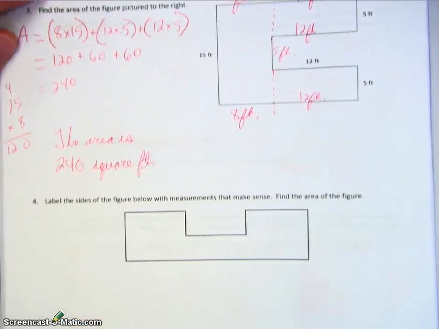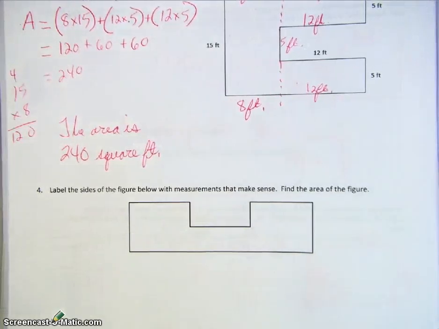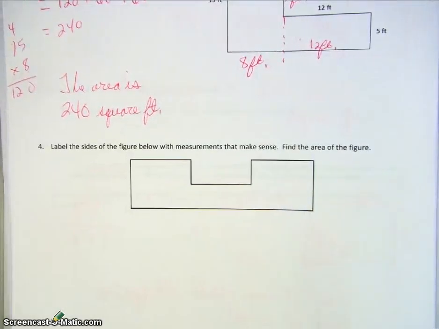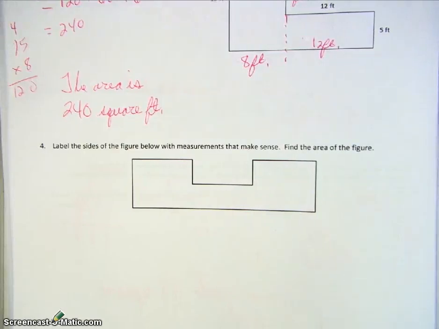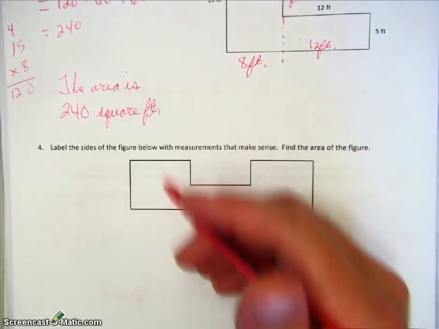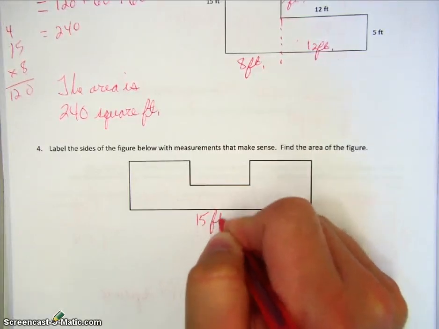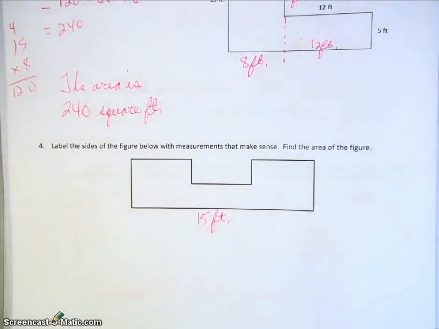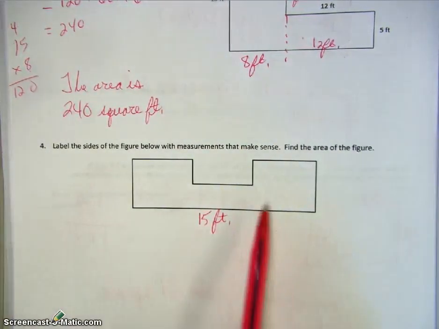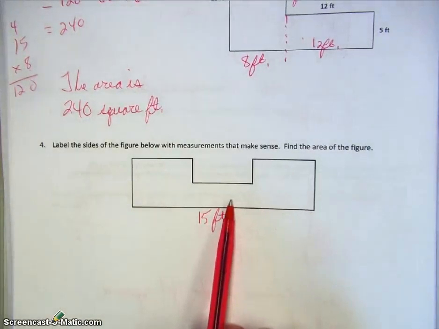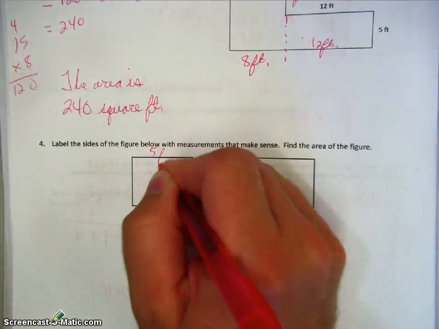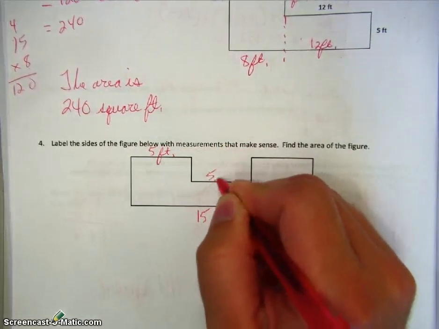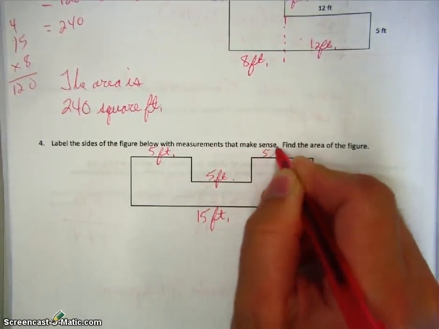Okay, all right, number 4 is a little bit different because it's not labeled for us. So what we're going to do is come up with some measurements that are going to make sense. Then we're going to find the area of the figure. Okay, so I see my big side down here. I'm going to say that that's about 15 feet. Okay, well, I'm going to make this similar to the one that we have up top. So if this is 15, I'm going to make each of these 3 sections right here 5 feet, since they all look about the same size.